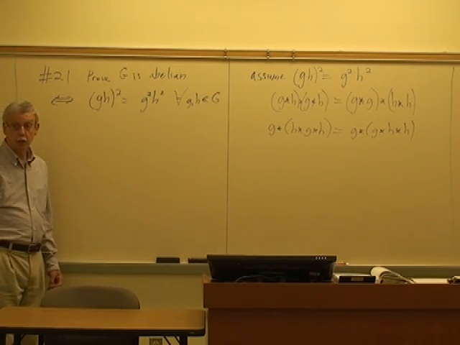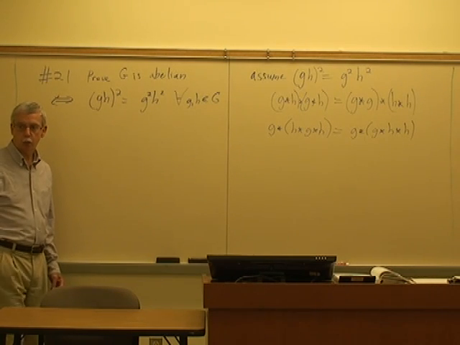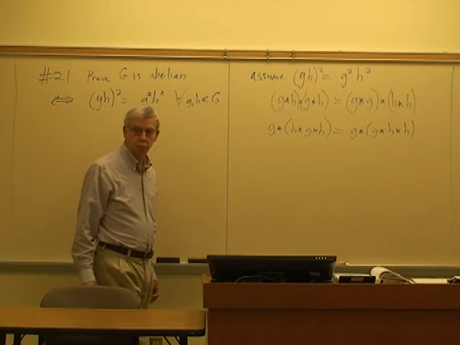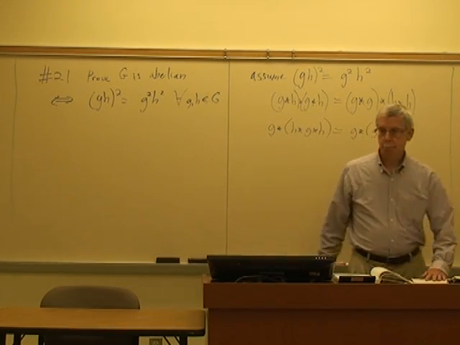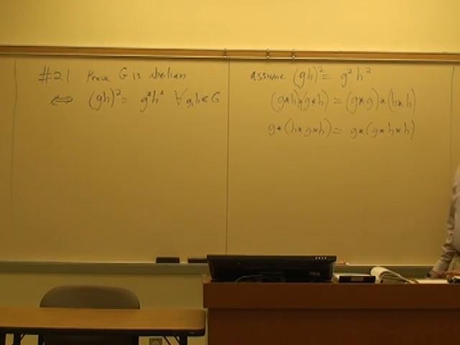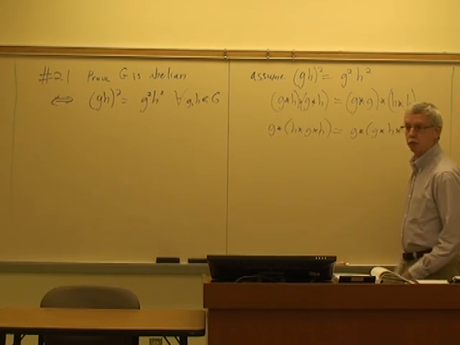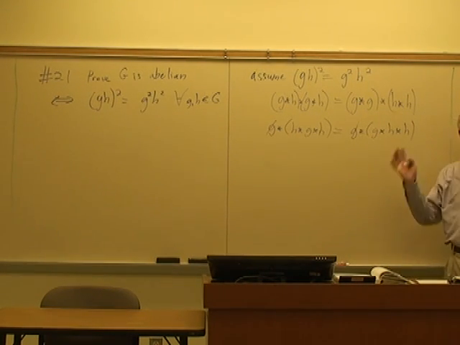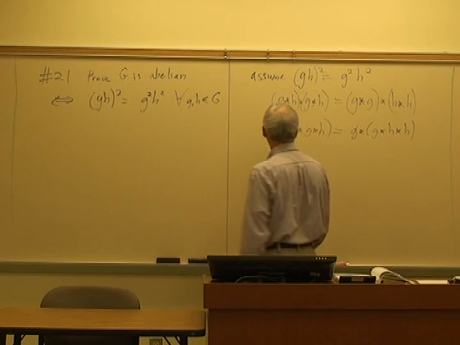But now what can we do? What else works in a group? Everybody has an inverse. So that gives me what kind of law? Cancellation, right? Because I can multiply both sides by G inverse. So in a group, I always have a cancellation law because everybody's got an inverse. I can just apply it that way.